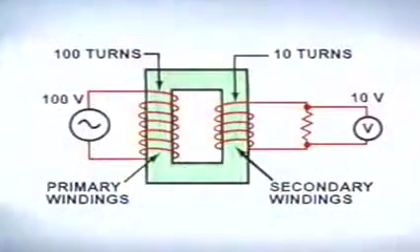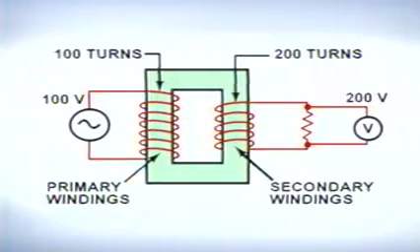The voltage is generated in the secondary winding by induction. If the primary winding has more turns than the secondary, the voltage at the secondary will be lower than the voltage supplied to the primary winding. This transformer is called a step-down transformer. If the primary winding has fewer turns than the secondary, the voltage at the secondary will be higher than the voltage supplied to the primary winding. This transformer is called a step-up transformer.